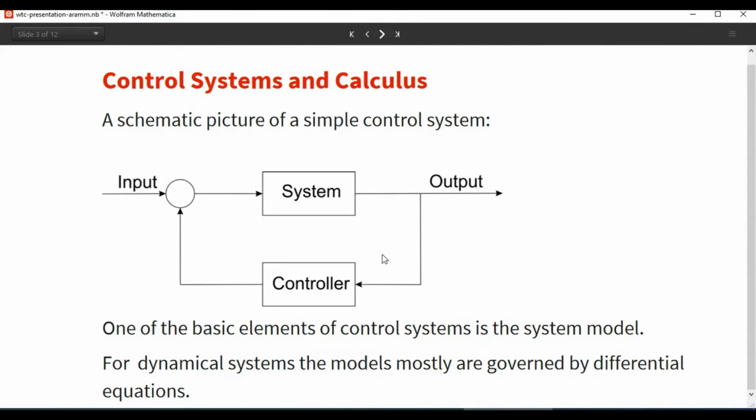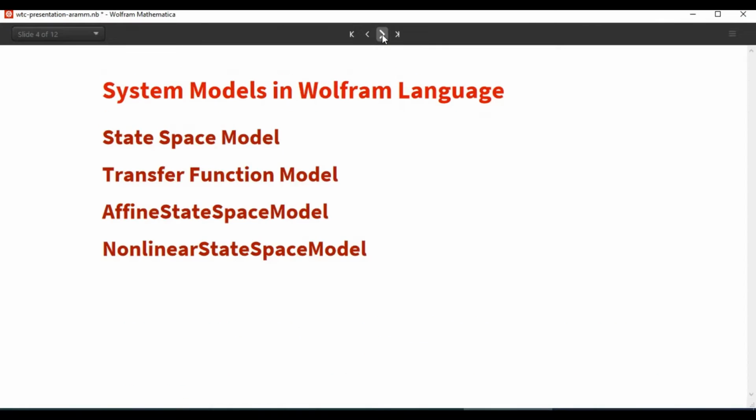And as far as I know, in most of the software which is working with control systems, this type of differential equations mostly can be solved using numerical methods. But in Wolfram language, since we have quite powerful tools for solving such differential equations symbolically, we think that it will be useful and also important to implement this type of system models in our symbolic calculus tools. These system models are already implemented in Wolfram language by the control system team.